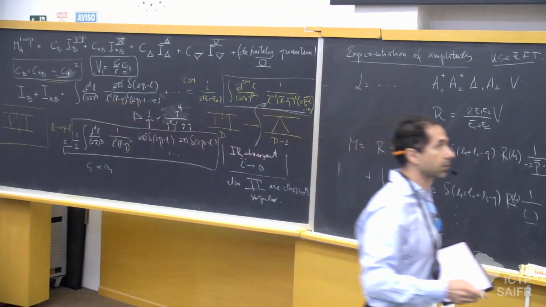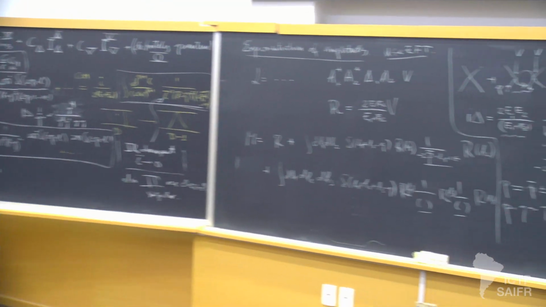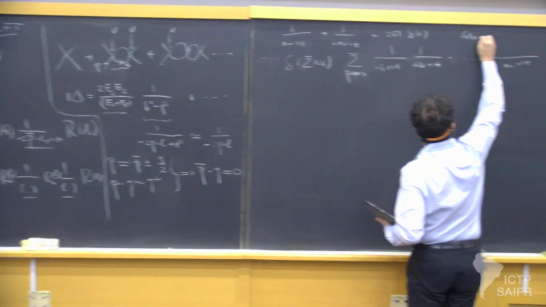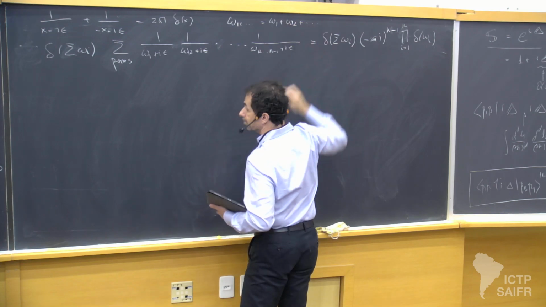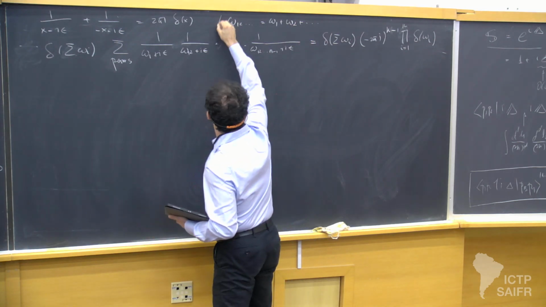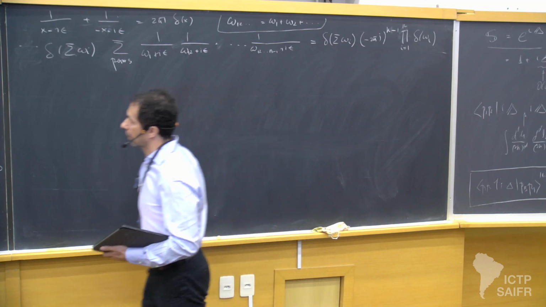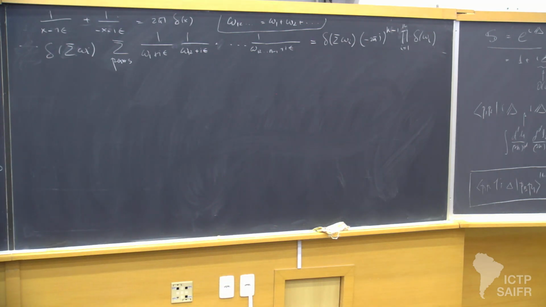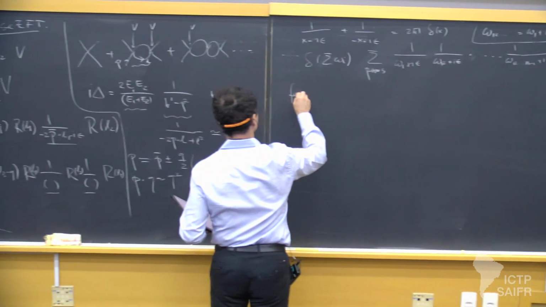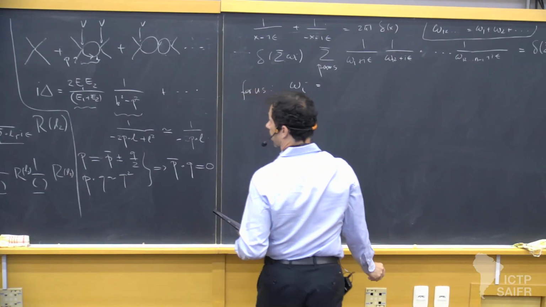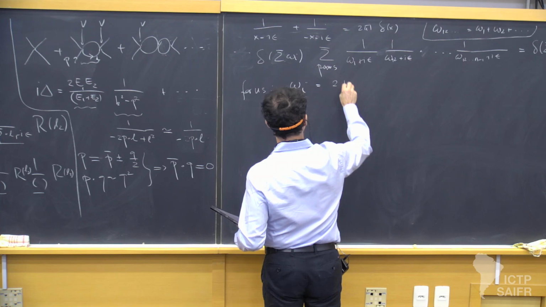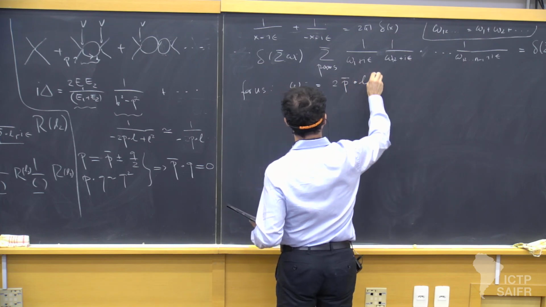That's correct. Yes, that's correct. Yeah. So omega 1, 2, blah, blah, blah is omega 1. So omega 2 plus blah, blah, blah. Okay. So for us, omega I is twice P bar dot Li.